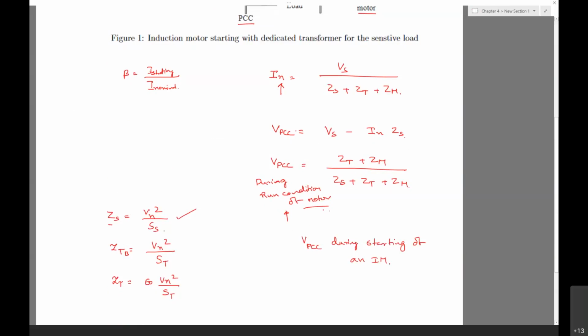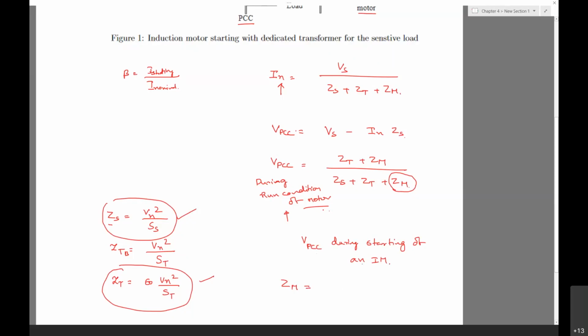Whatever we found just now, the source impedance is obviously not going to change during the starting of the induction motor or during the running condition. The transformer impedance is also not going to change, whether the induction motor is running or starting. Only the motor impedance Zm is going to change between the starting and running conditions.